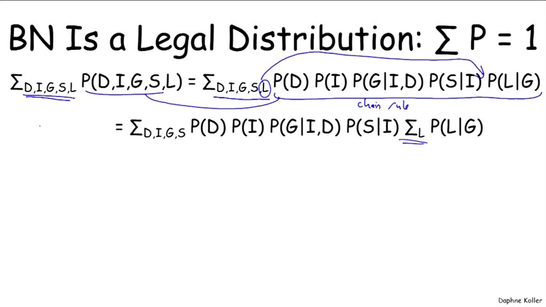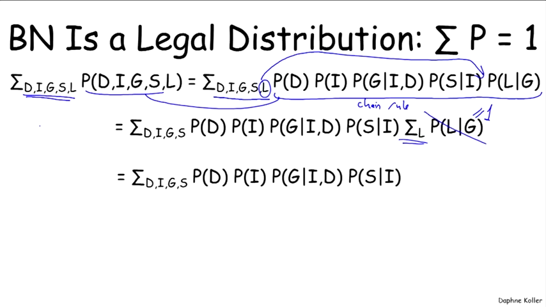That's the first trick. The second trick is the definition of CPDs. And we observe here that the summation over L is summing up over all possible mutually exclusive and exhaustive values of the variable L in a conditional probability distribution P of L given G. And that means, basically, we're summing up over a row of the CPD, and that means that the sum has to be 1. And so this term effectively cancels out, which gives us this.